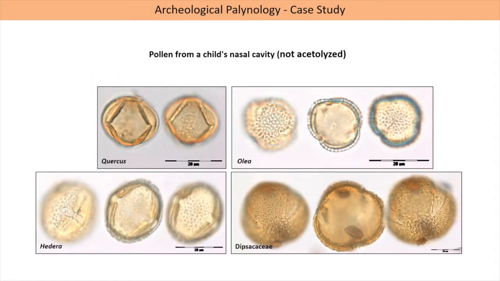Here is an example of the pollen grains found in the child's nasal cavity after washing the isolated material. The pollen grains are light brown, so they are not acetylized, but as you can see here, they are well preserved. This is an example of Quercus pollen, typical for the region, but we also found Hedera pollen and Dipsacaceae pollen, so the samples have been quite well preserved.